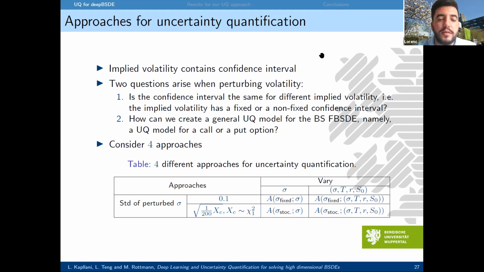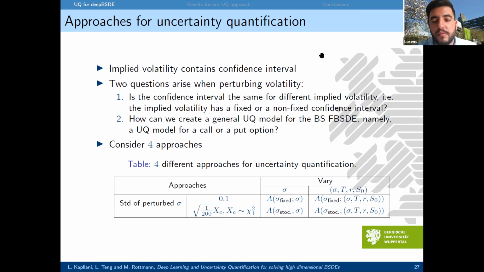So now the question that arises is whether we should make this perturbation with a constant standard deviation, for example, with some Gaussian noise with standard deviation 0.1, or whether we should consider that this implied volatility has a non-fixed confidence interval, and apply a different perturbation with a different standard deviation after each simulation that we do.